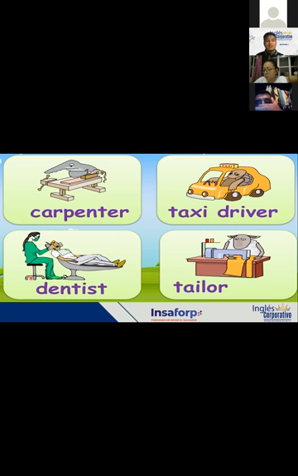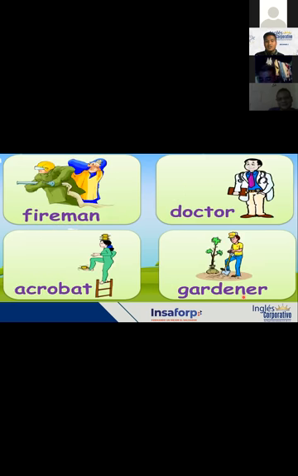Tailor is a synonym of... ¿cómo decimos a estas personas? Costurero, o sastre. Yes, costurero, sastre, that's the synonym of that. All right. Thanks. So now we'll go with these four.